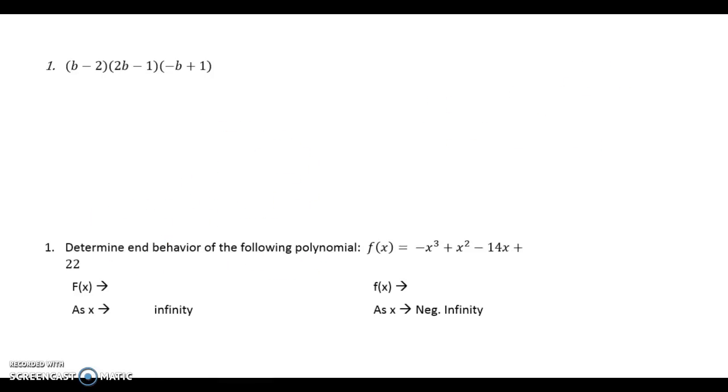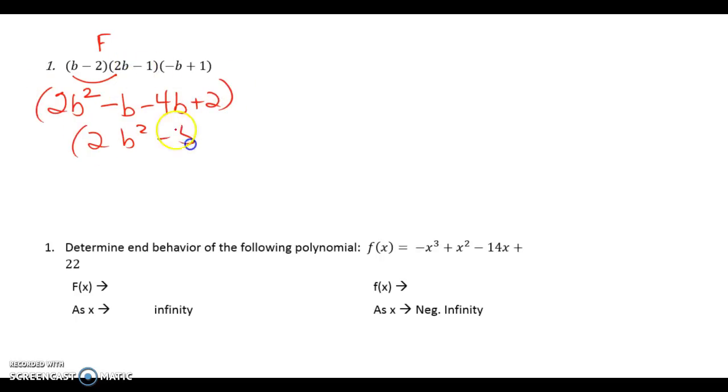All right, in this case, we can FOIL 2 of these, and then multiply the last one after we get this together. So if I FOIL, I have 2b squared, outer would be minus ab, inner would be minus 4b, last is plus 2. I'm going to collect like terms before I do any more multiplication. Negative b plus 1. So now I'll distribute, right?